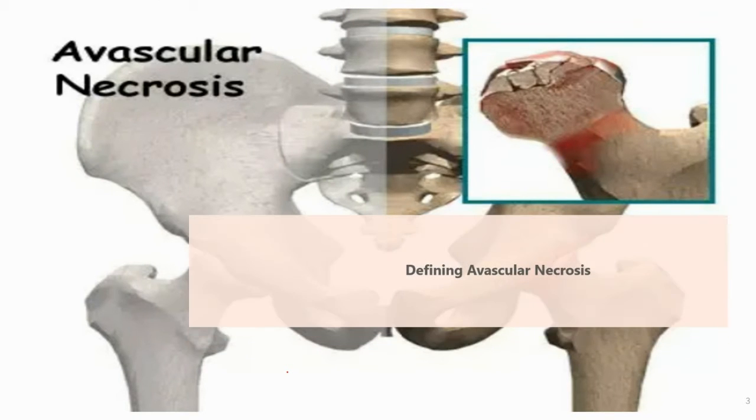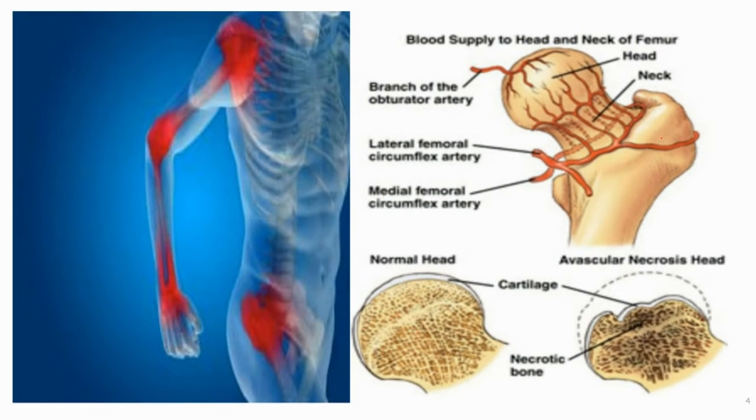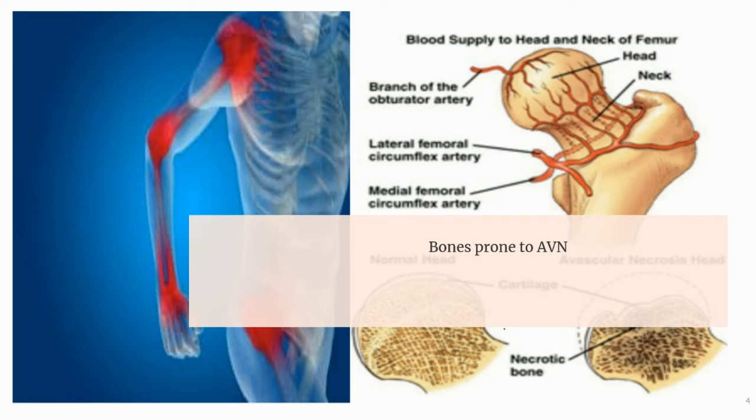So let's discuss avascular necrosis. Avascular necrosis is a condition where a lack of blood supply leads to death of the bone tissues. Bones are living structures, and like any living tissues, they require a blood supply to stay healthy. So, when this blood supply is disrupted, as is the case with avascular necrosis, the affected bone begins to break down and may eventually collapse. I hope the meaning of avascular necrosis is clear to you guys. Now, next, we'll talk about the bones which are prone to avascular necrosis.